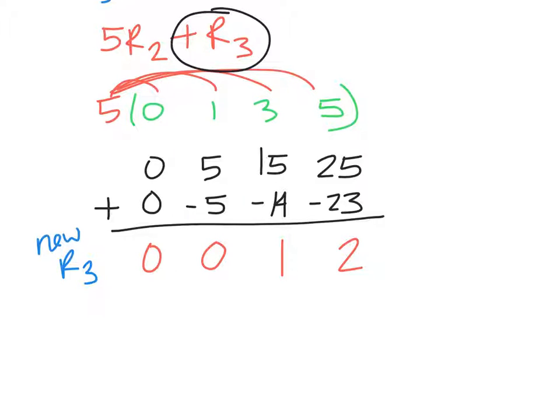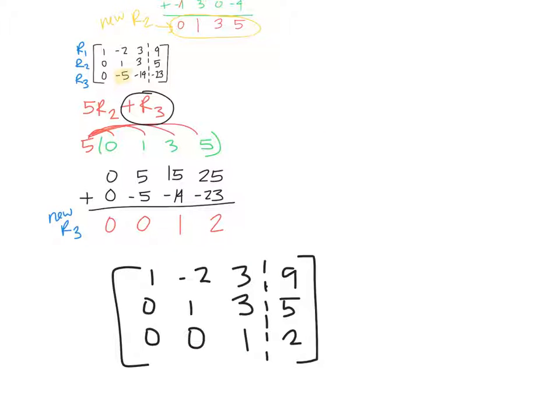So let's go and replace the old row 3 with the new row 3. So again, here's my new matrix, and all I've done is replace the old row 3 with the new row 3. All the other rows stayed the same. Even though I multiplied row 2 by 5, it was not to change row 2, it was only to change row 3. So row 2 stayed the same. So now I have it in row echelon form.